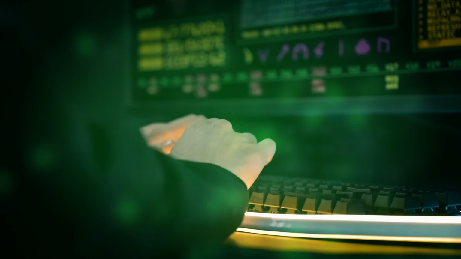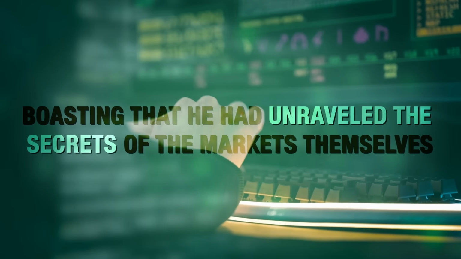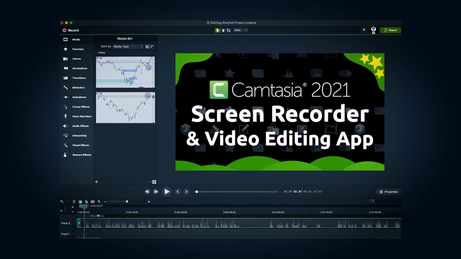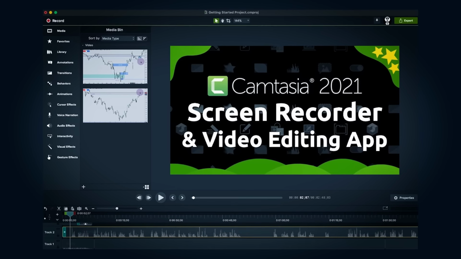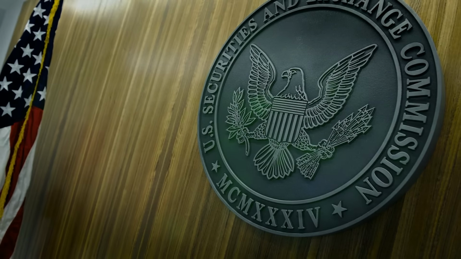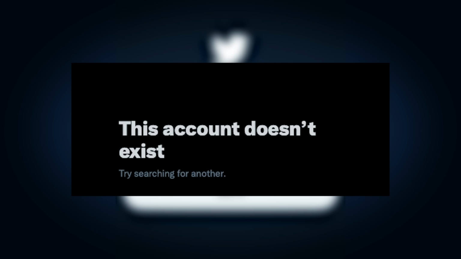Huddleston falsely claimed to be a masterful coder, boasting that he had unraveled the secrets of the markets themselves. But in truth, his coding skills were far from the genius he portrayed. After being exposed as a fraud and reported to the Securities and Exchange Commission, Michael J Huddleston hastily deleted all traces of his deceptive activities. His attempt to evade prosecution was a desperate move to escape the consequences of his actions.